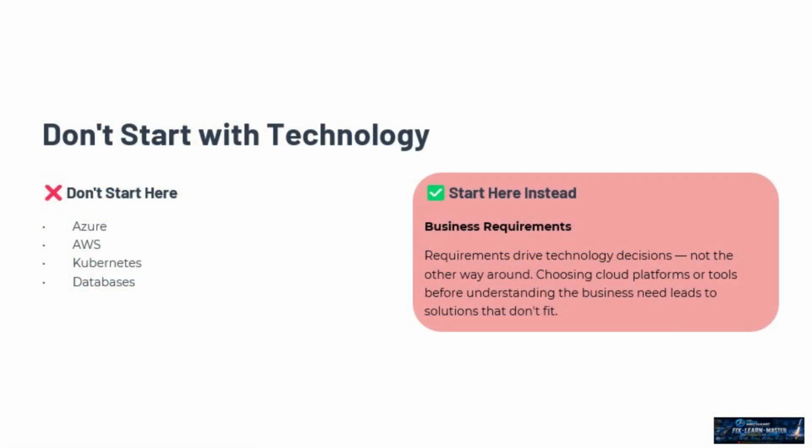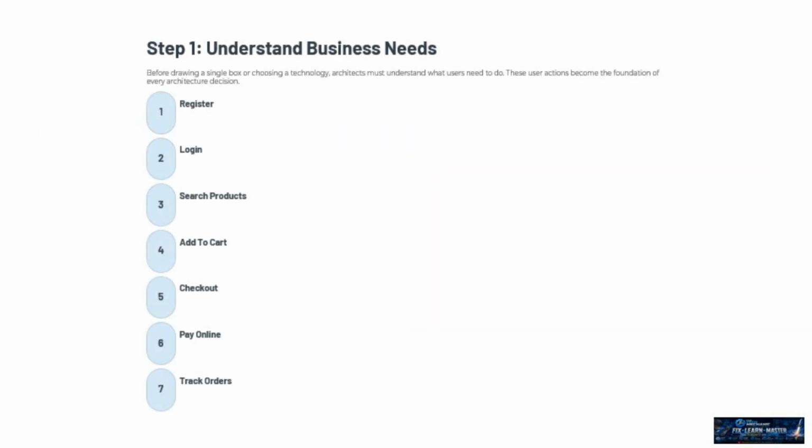One of the biggest mistakes beginners make is choosing technology too early. Many people immediately start discussing Azure, AWS, Kubernetes, or databases. Experienced architects do the opposite. They first understand the requirements, because technology should always be selected to solve a business problem, not the other way around.